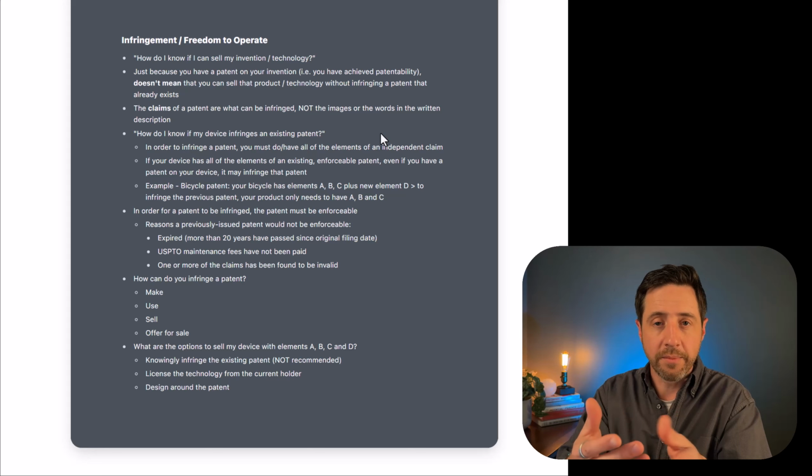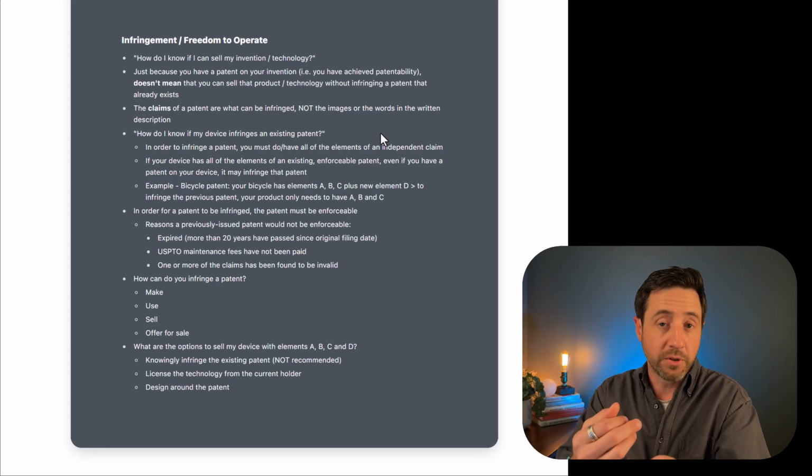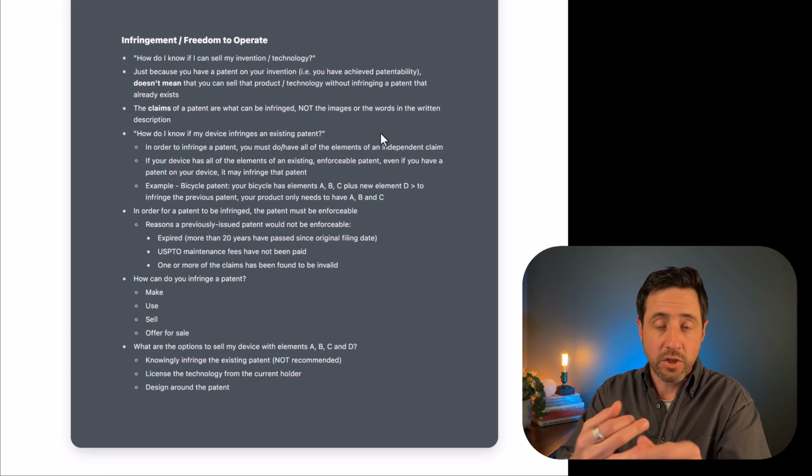Those are the 4 most common ways that you can infringe a patent. So making it, meaning that you build, and we'll go back to the example of the bicycle, that you're building the bicycle. Using it, meaning that you're using the bicycle for some purpose internally for yourself. Selling it, that's pretty obvious. It means you're selling the bicycle. Or offering for sale. So even if you've not sold any, but let's say you build a website and you start offering that bicycle for sale or marketing it to the public, that would be an infringing activity.